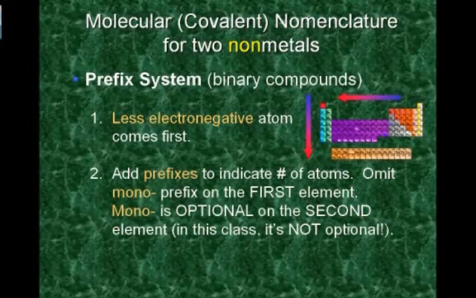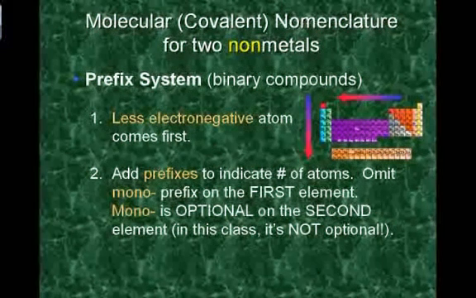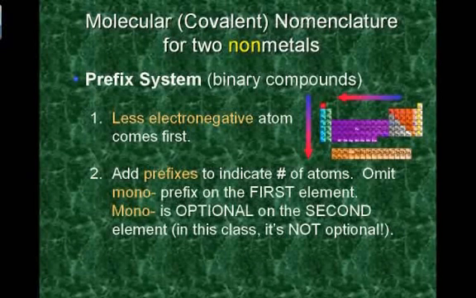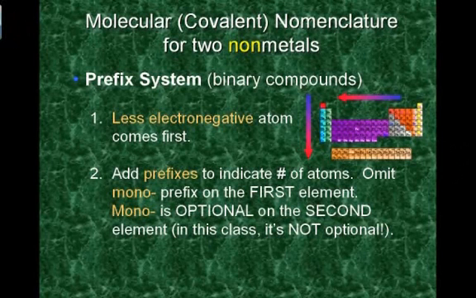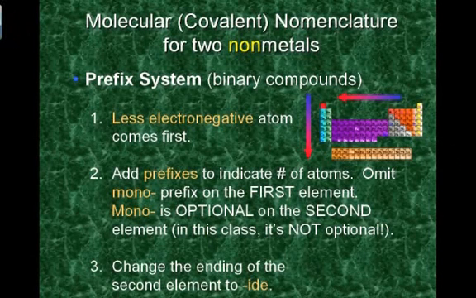So you add prefixes then to indicate the number of atoms. We don't use mono on the first element. We do use mono on the second element. So the prefixes then indicate how many atoms there are, and those are indicated by the subscripts in the compound. And then the ending, of course, just like with our binary ionic compounds, would be IDE.